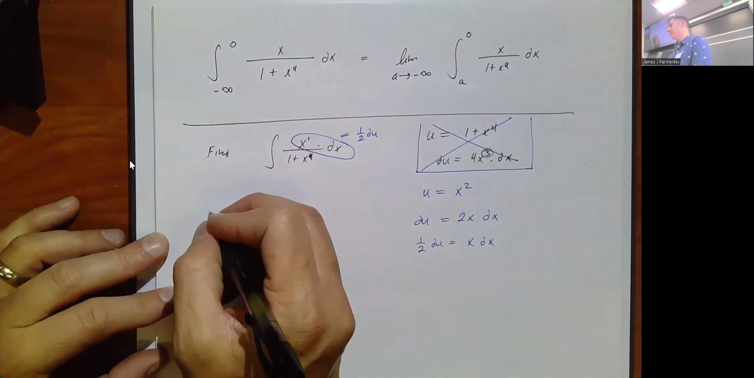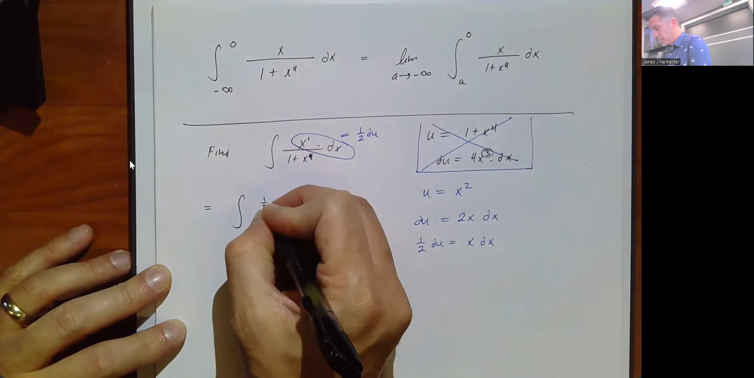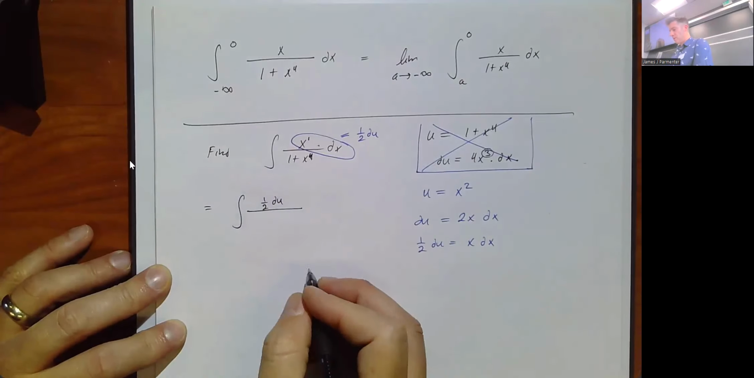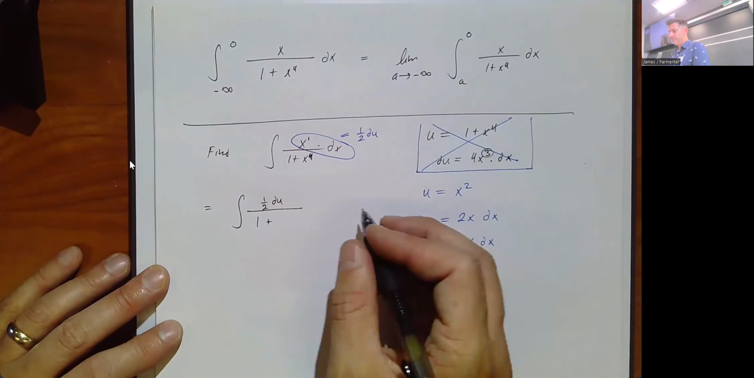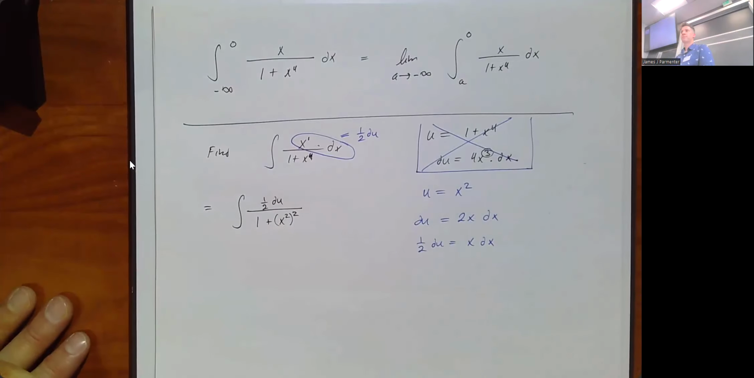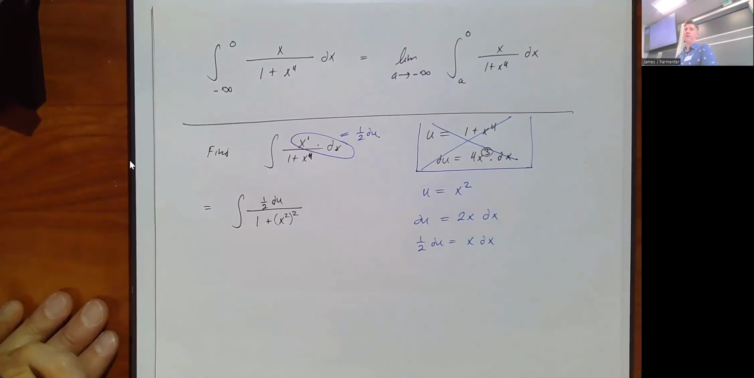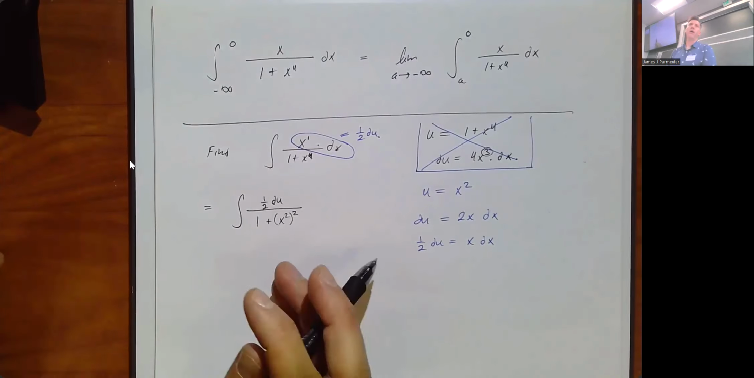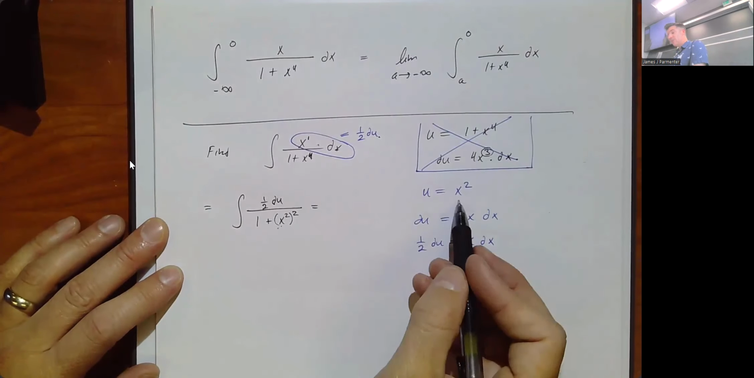Now I'm going to write something that's kind of wonky. That's fine. I'm going to write this as a mixed integral, meaning it's going to have u's and x's in it: 1/2 du over 1 plus x to the fourth. But instead of writing x to the fourth, I should write x squared squared. Do I need a dx? No, I already dealt with dx. It turned into du, and I wrote du, so I'm safe. Should I write this integral at all? Really? Probably not, but fine. Who cares? So then x squared is equal to u.